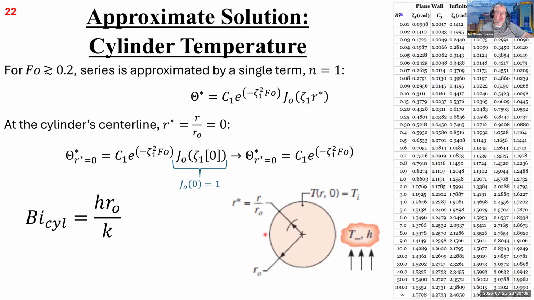Any location inside the cylinder. Okay, so for the center line, R star equals 0 because R equals 0 because we're at the center, right? So R equals 0 at the center.